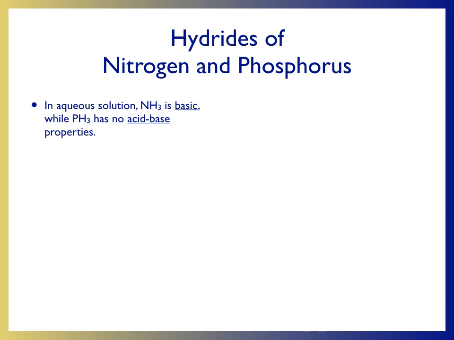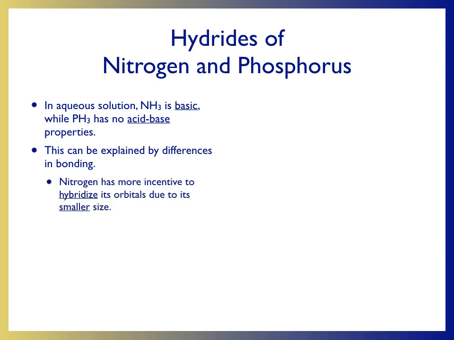We know that ammonia is considered to be a weak base. So in aqueous solution, ammonia is basic. But what about phosphine? It turns out that phosphine has no acid-base properties. It does not behave as a base in aqueous solution. Why is this different? The difference comes in the way that bonds are formed and the hybridization of the atoms. And this has a lot to do with the atomic radius.